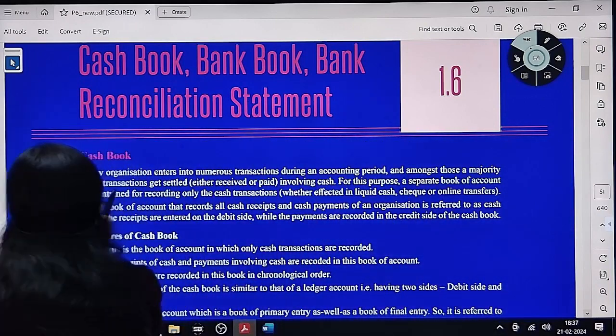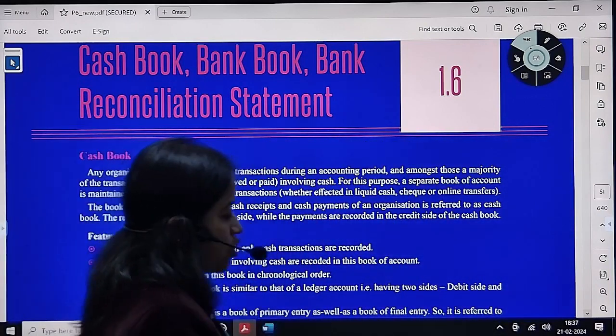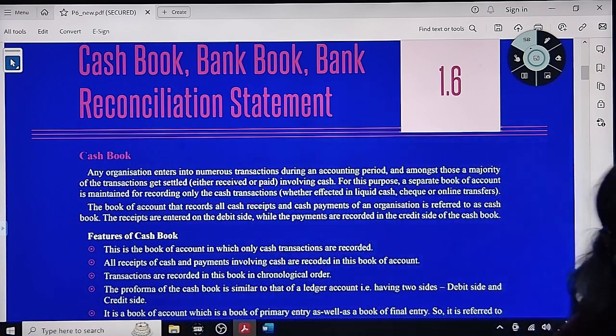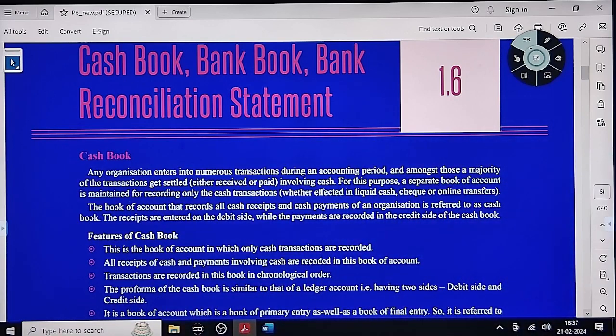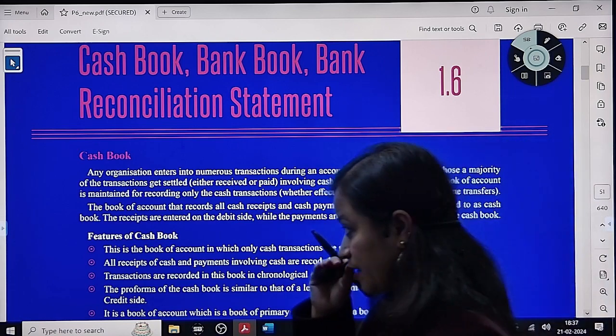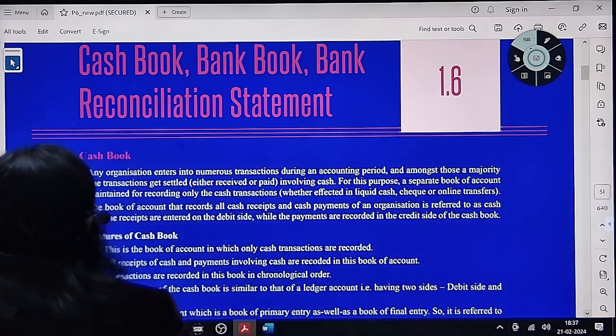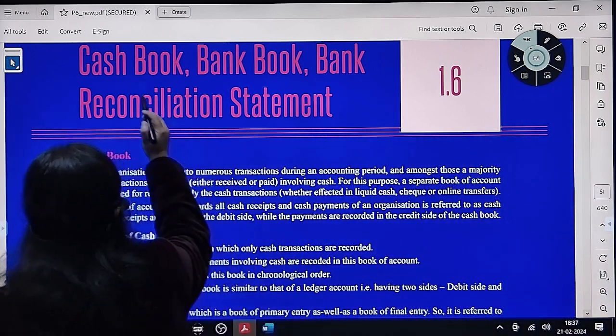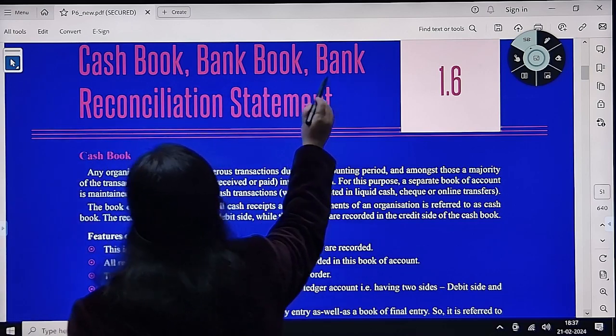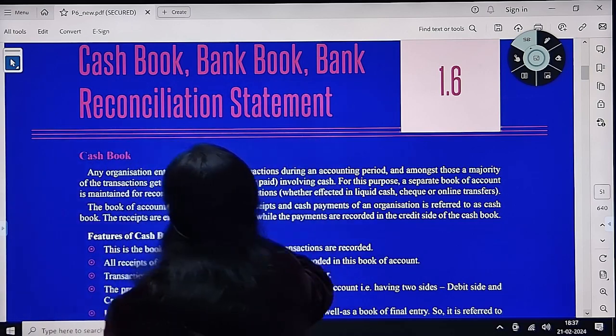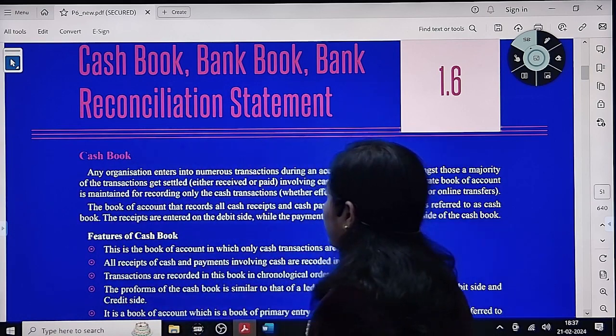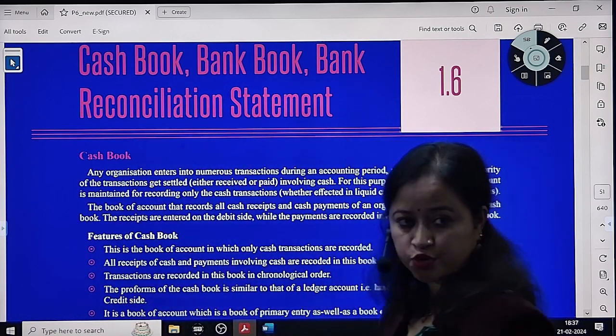Today we'll do from 1.6. You can take out 1.6, page number 37 in your study material. So the chapter is cash book, bank reconciliation statement. Okay, about cash book, I have already told you, right?